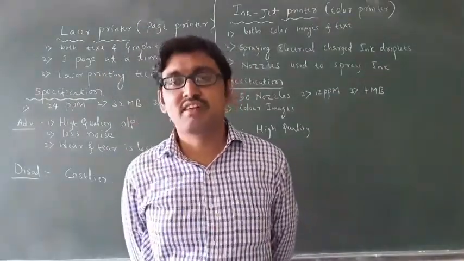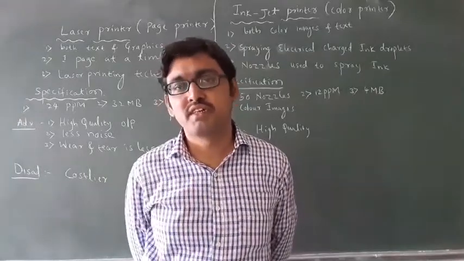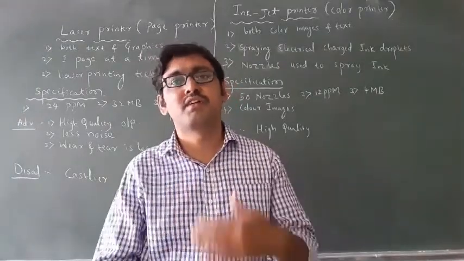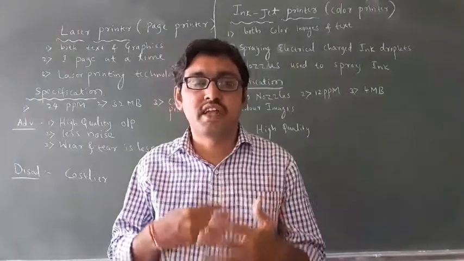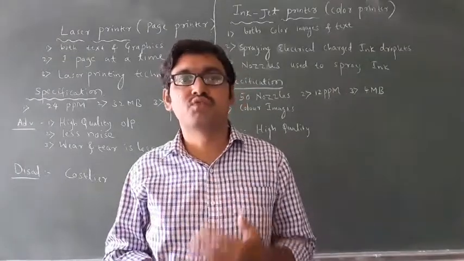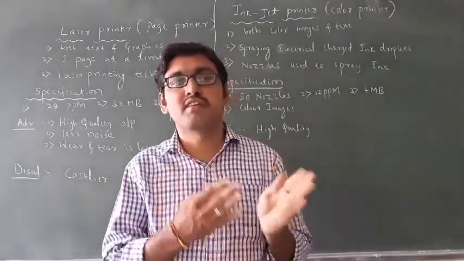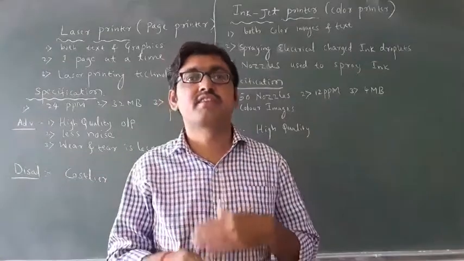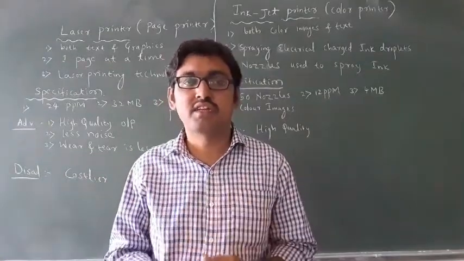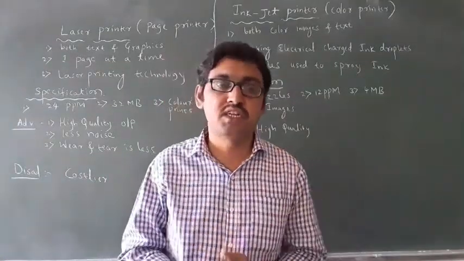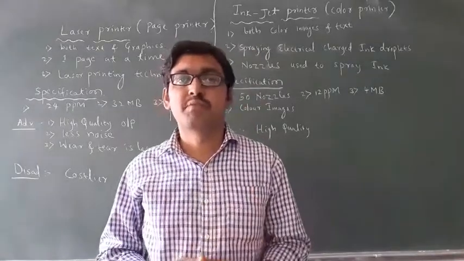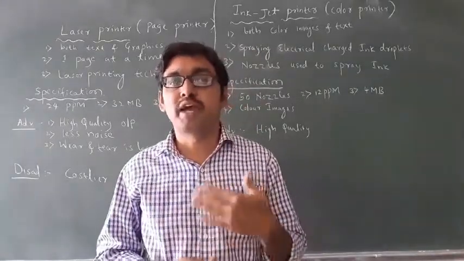See, in the last class we discussed printers. A printer is an electromechanical device which is used to print text and images. There are two types of printers you already studied. The first one is an impact printer. The second one is a non-impact printer.